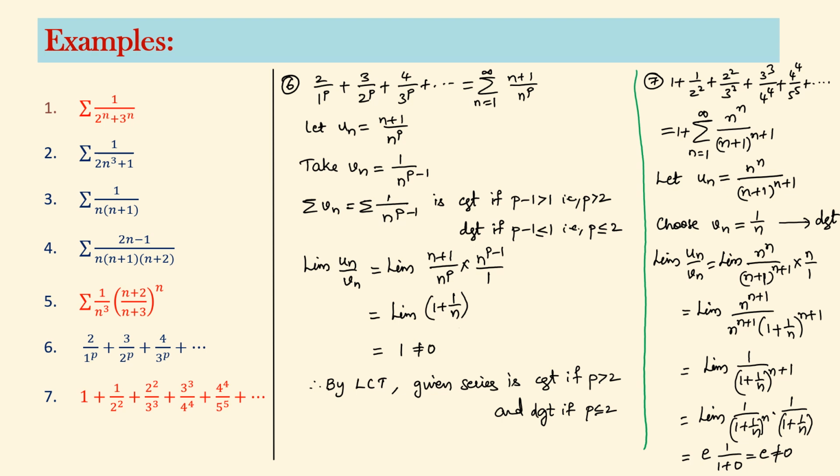So that's all in this class. We are left with some more examples from 8 to 17. We'll do them in the next class, and we'll finish these limit comparison test problems. Thank you.